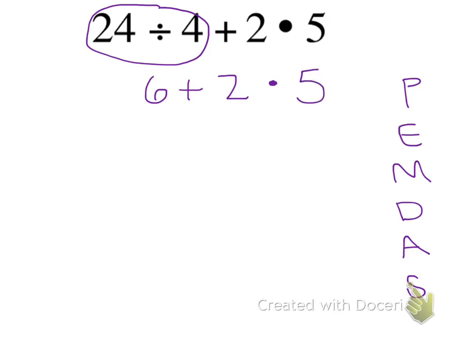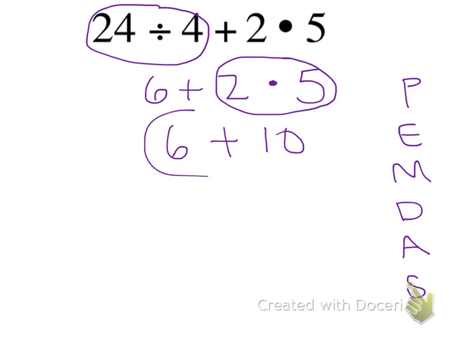Next, addition and multiplication. We know multiplication comes first. Circle it. Solve it. 2 times 5 is 10. Bring down what you haven't used. And then your final answer to this problem will be 16.